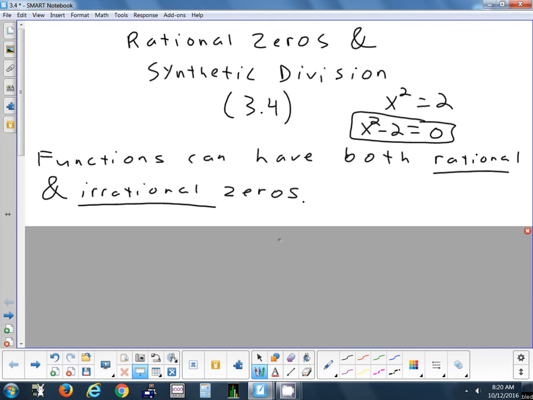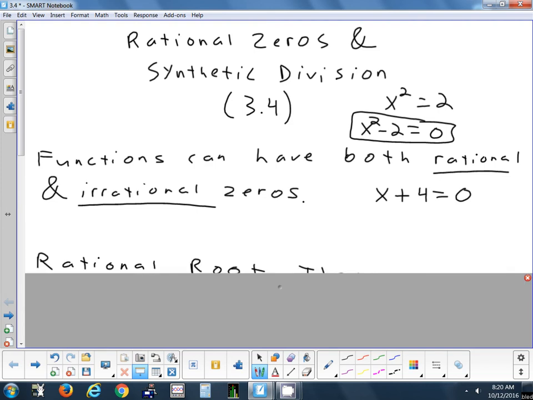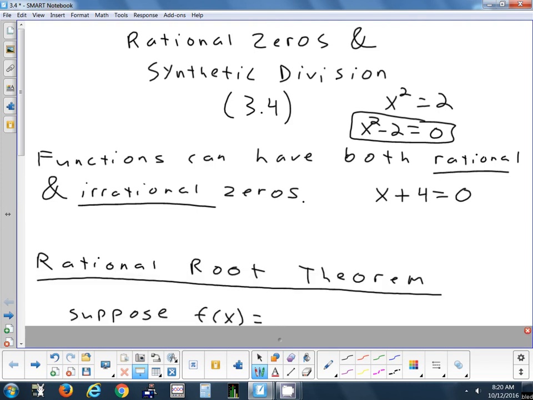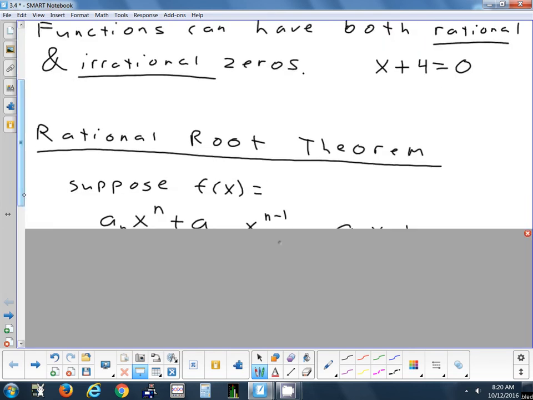Versus if you had something like this, just a simple linear equation, the answer here is rational. Negative 4 is the number that makes this 0, and negative 4 can be written as a fraction. All right, so some roots are irrational, some roots are rational. Well, there's a theorem that can help us find all of the rational roots.